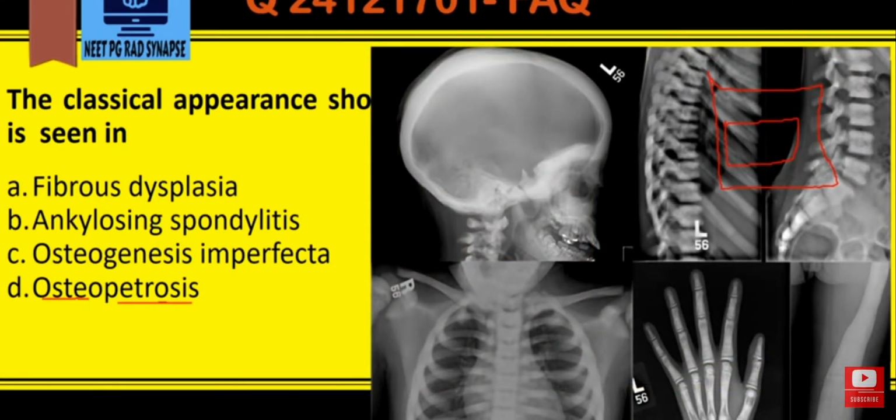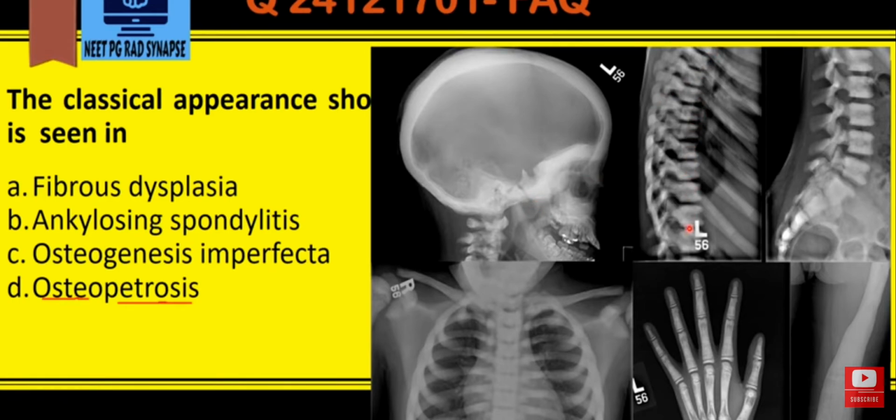So this image shows all the features of osteopetrosis. We see that there is widening of the diploic space, especially the skull base, which leads to compression of the cranial nerves and hence symptoms like visual complaints and deafness.